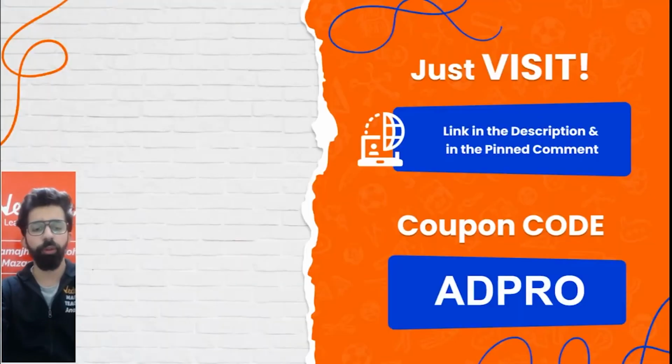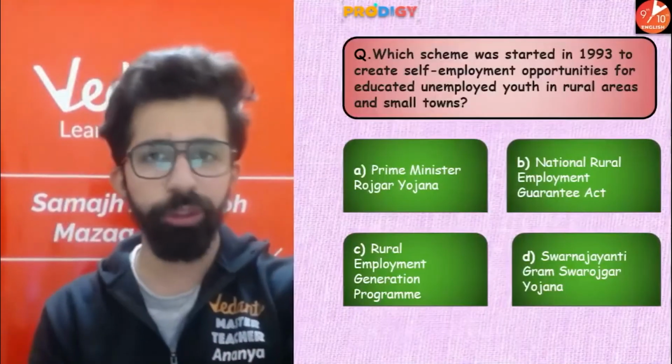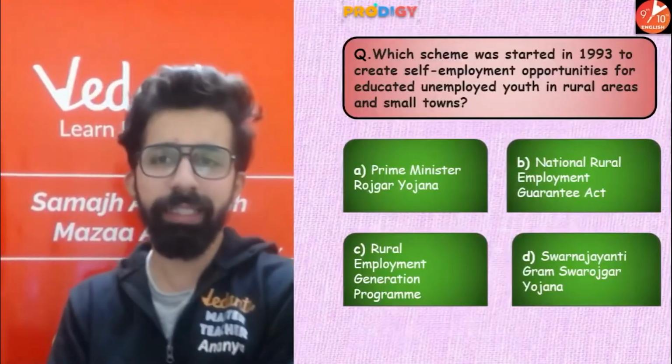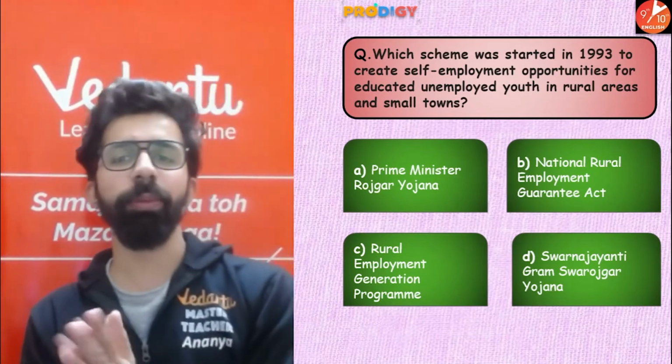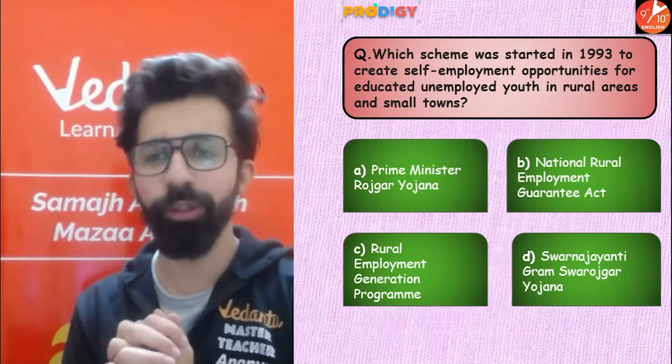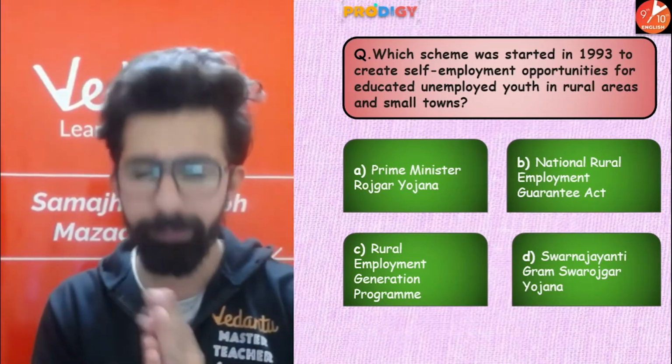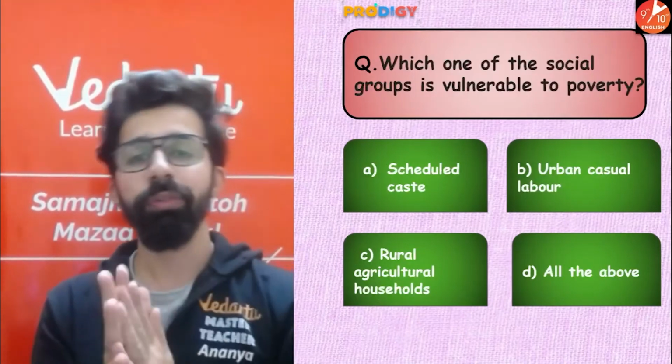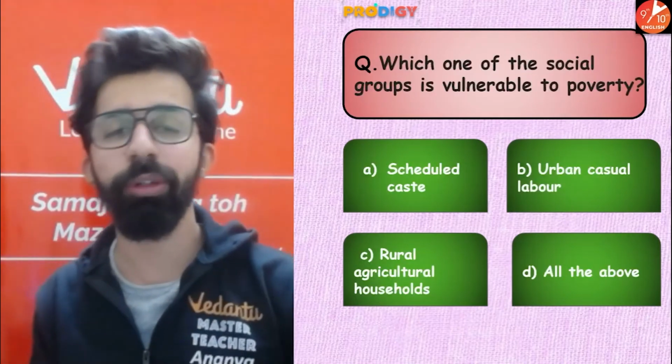So let me give you the homework question. Now, guys, two homework questions for you. Which scheme was started in 1993 to create self-employment opportunities for the educated unemployed youth in rural areas and small towns? Right? Which one of these social groups is vulnerable to poverty?